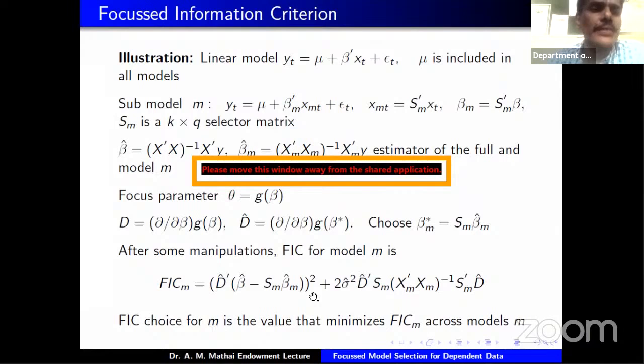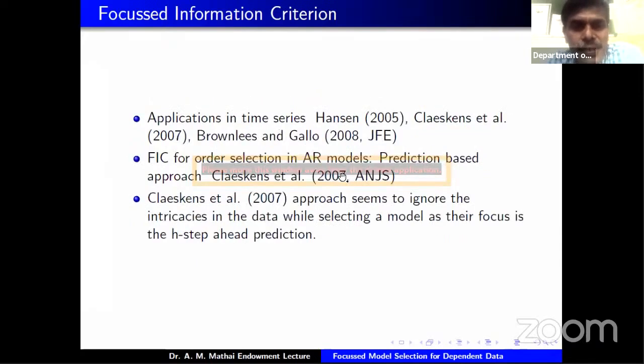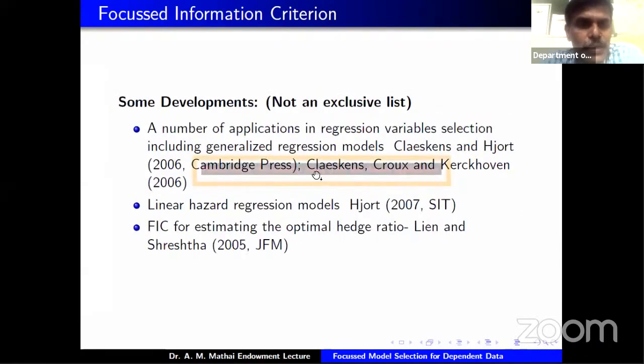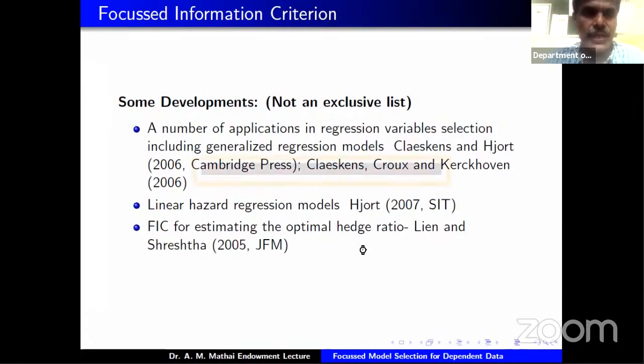Well, this was discussed by Claeskens in the first paper, and then people started working on this, extending this idea to various different contexts. This is not an exclusive list, but I just point out a few things because my interest is especially in the dependent data case. There are a number of applications in regression variable selection that include generalized regression, logistic regression, auto-regression models, linear hazard regression models, and, as I already mentioned, an application in the context of co-integration, error correction models, etc. So there are several applications one can see.